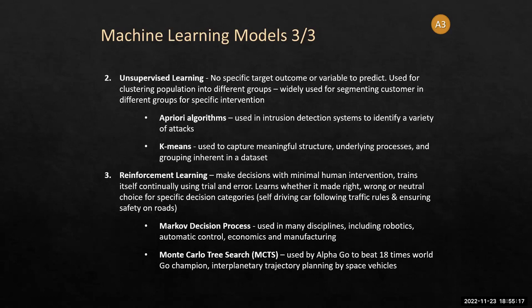And then reinforcement learning is basically like self-learning. So Markov decision process is used in robotics and automated control. Monte Carlo tree search is used by AlphaGo to learn and beat a human World Go champion. It's also used in spacecraft to, in inverted commas, think for themselves. So these are the different areas for people who are keen to go into this machine learning area, for you to know and research further.